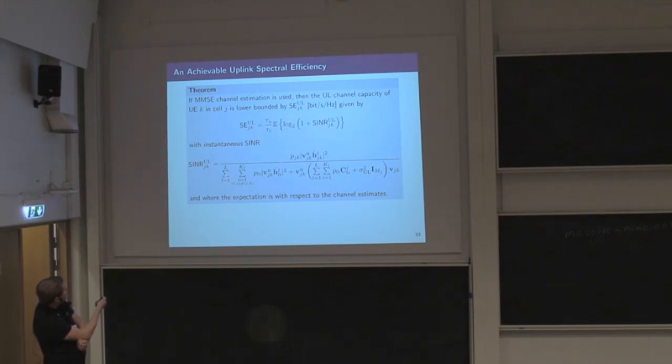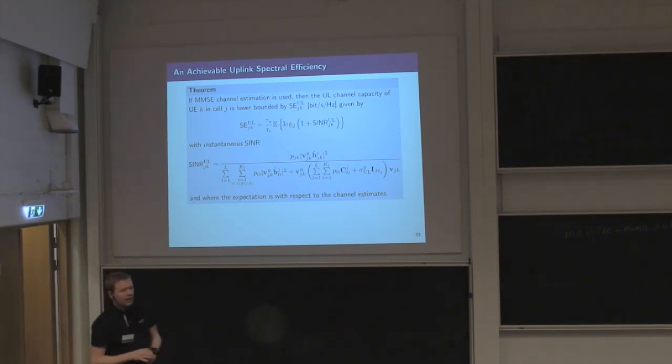It contains the sum of all the cells and all of the other users except my own one, a similar term with my combining vector but their channel estimates, and here is the power that they are transmitting at. And here I have a sum of all the estimation error covariance matrices and the noise covariance matrices. And here I have my combining vector as well. This is a general expression for the uplink spectral efficiency for this kind of system.